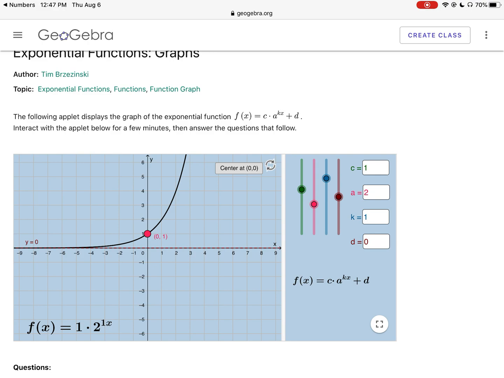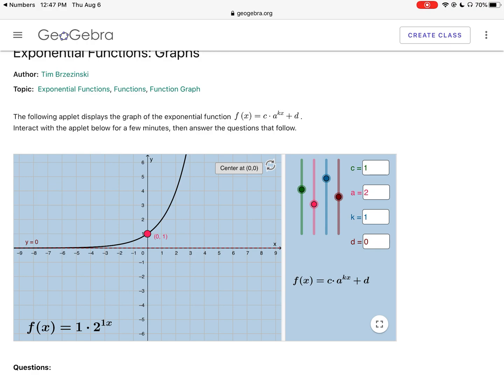So I have sliders in this applet to do so. Right now, notice where the sliders are at. C is 1, A is 2, K is 1, D is 0. So that really means I'm looking at the graph right now of f of x equals 2 to the power of x. A couple key characteristics of this graph.